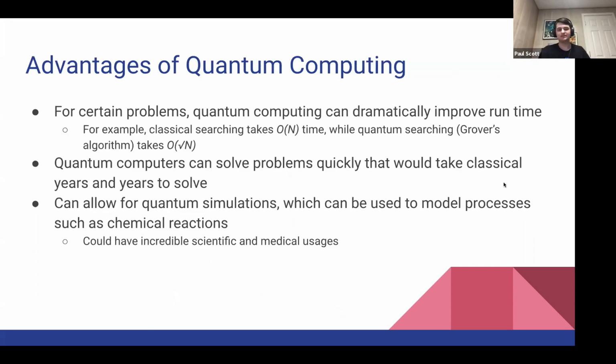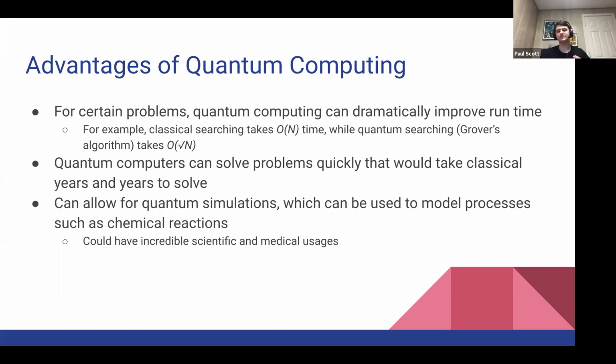I first want to talk about the advantages of quantum computing. So really, why are we researching quantum computing right now? Why is it an emerging field? Well, it's because for certain problems, quantum computing can drastically improve runtime. For example, if we're searching an unordered list of items, classical search takes about order n time. That basically means that if you have a list of n elements, it will on average search through about half of them, so n over 2, which simplifies to order n time. But quantum search, using something we'll go over in a little bit called Grover's algorithm, will take about root n time. That's an incredible speedup.